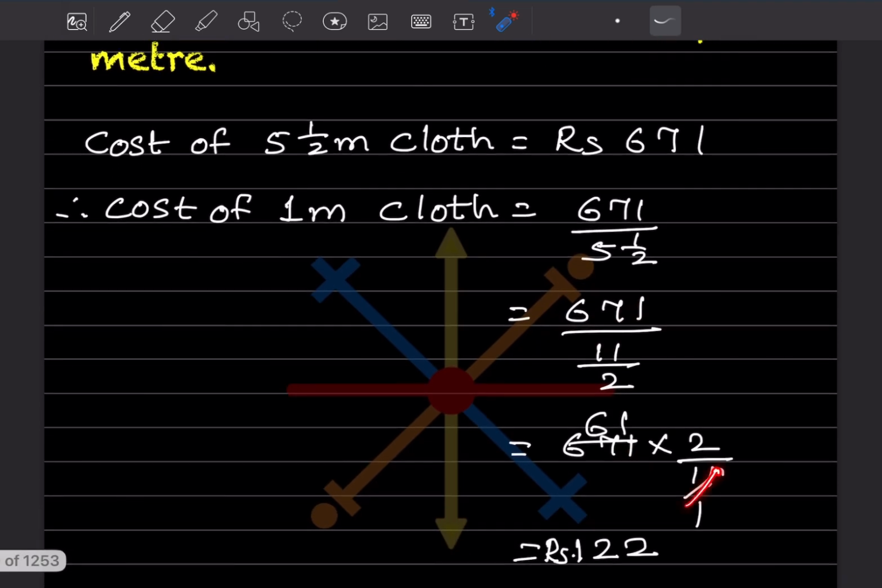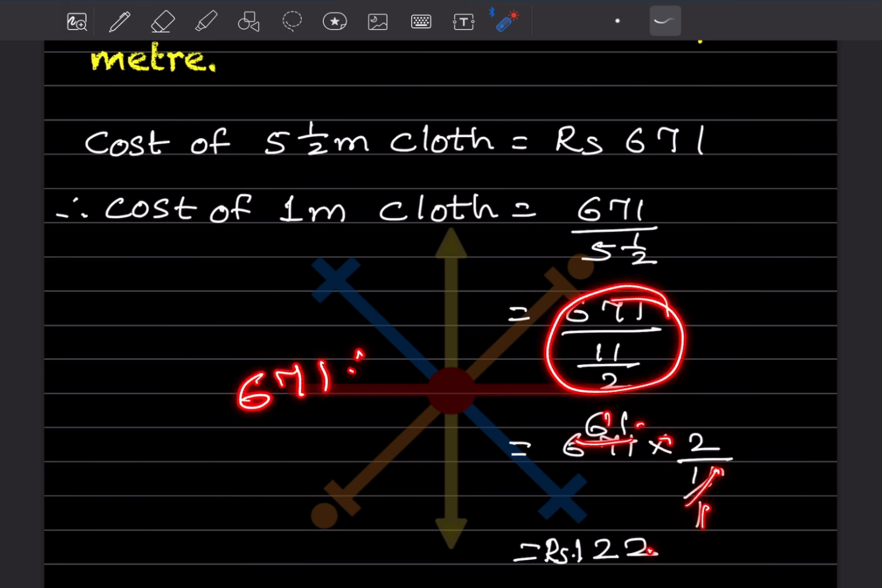So this will be 61, 61 twos are 122. Or this step you can also write like this, divided by 11 by 2. And you know how to do this one, you have to multiply. So this is going to get flipped over, that will be 2 by 11. You can also write in this form.